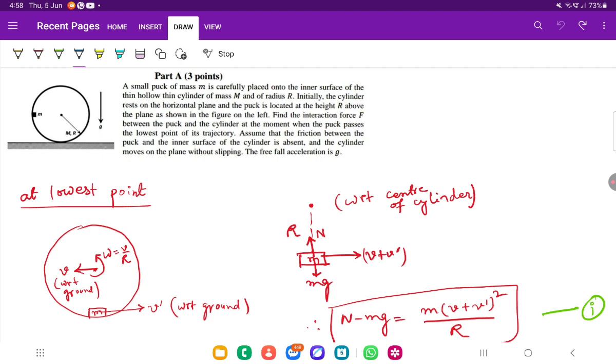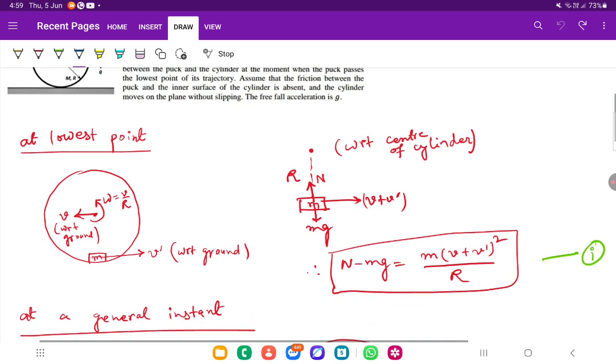A small puck of mass M is carefully placed onto the inner surface of the thin cylinder of mass M and of radius r. Initially, the cylinder rests on the horizontal plane and the puck is located at the height r above the plane as shown in the figure on left. Find the interaction force F between the puck and the cylinder at the moment when the puck passes the lowest point of its trajectory. Assume that friction between the puck and the inner surface of the cylinder is absent and the cylinder moves on the plane without slipping. The free fall acceleration is g, as it is known, self-understood I guess.